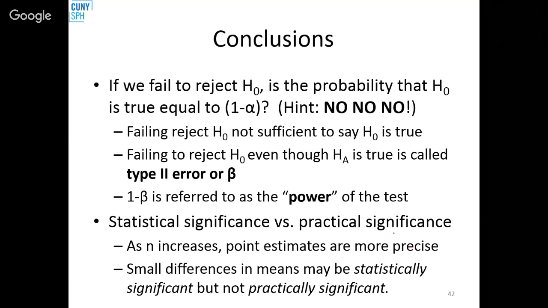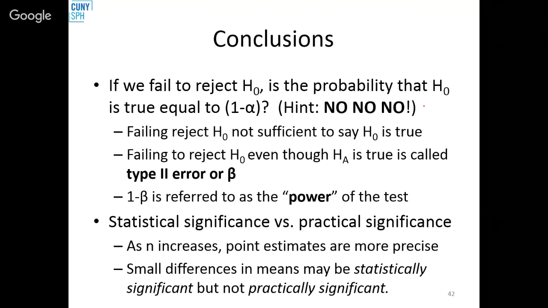First of all, and this is a very important misconception, if we fail to reject H0, is the probability that H0 is true equal to 1 minus alpha? And I put hint no, no, no, just to make sure that I didn't get you thinking the wrong way, even for a second here. No. Failing to reject H0 doesn't tell you anything about the probability of H0 being true. That just tells you about the probability of observing your sample if H0 is true.